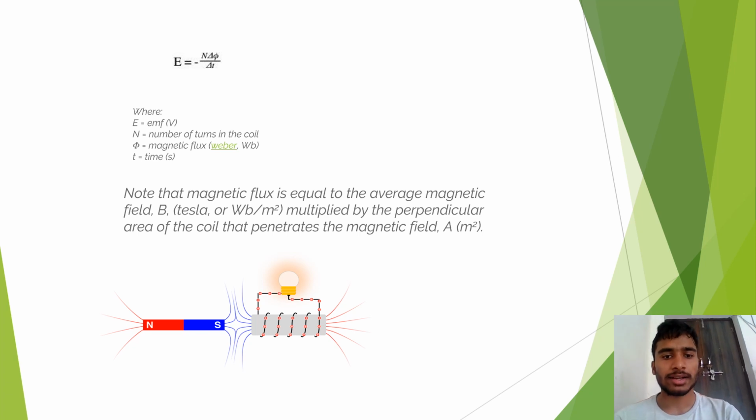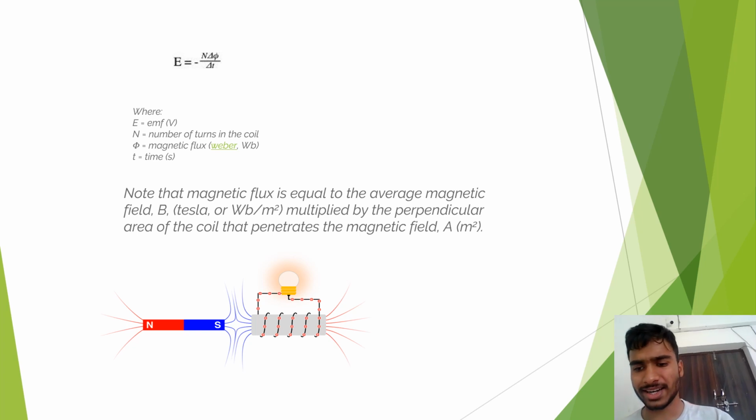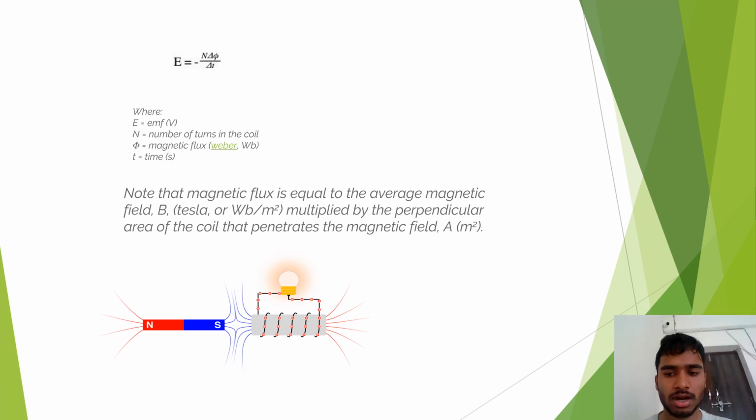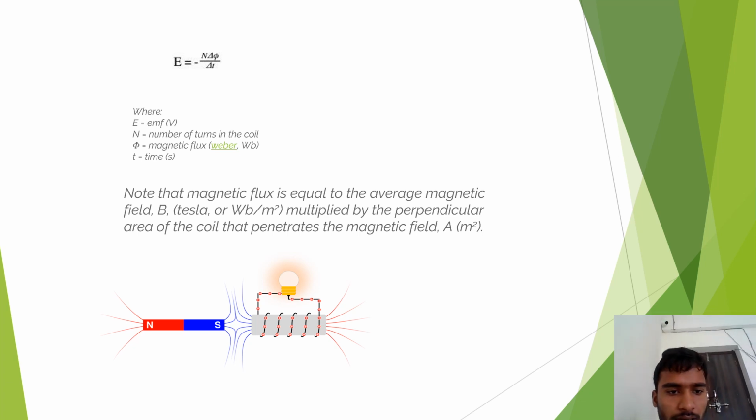Note that magnetic flux is equal to the average magnetic field B, in Tesla or Weber per meter square, multiplied by the perpendicular area of the coil that penetrates the magnetic field, A, in meter square. Magnetic flux is related to the magnetic field: the more the magnetic field, the more the magnetic flux is generated. Flux is B multiplied by the perpendicular area of the coil that penetrates the magnetic field.